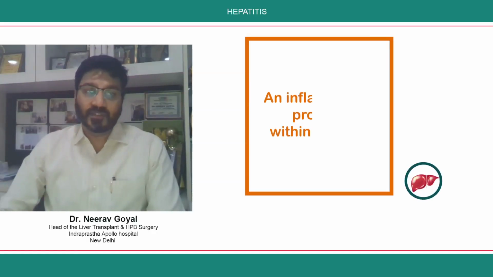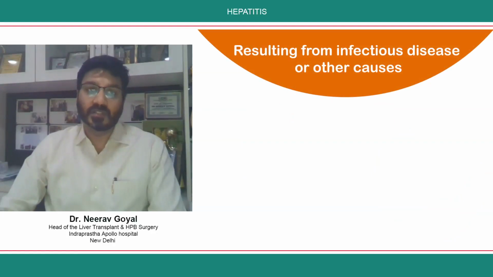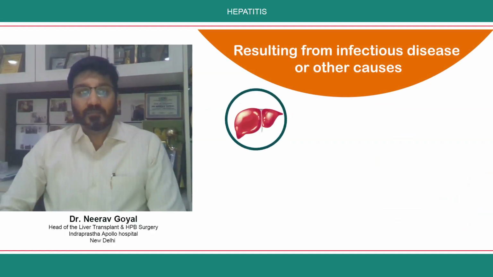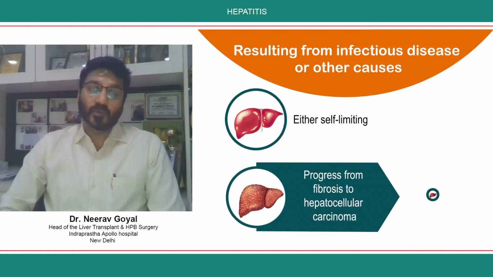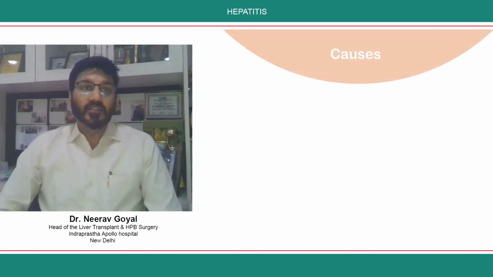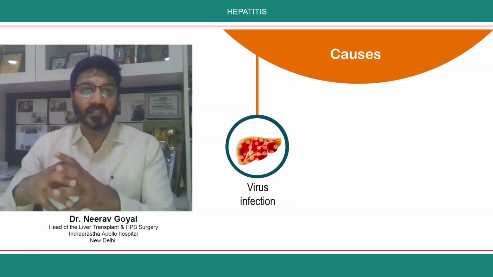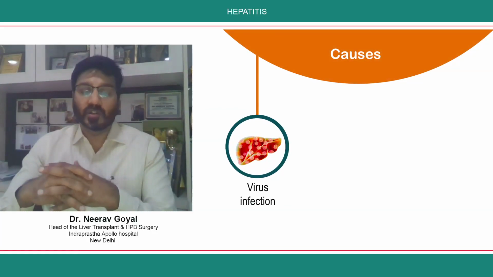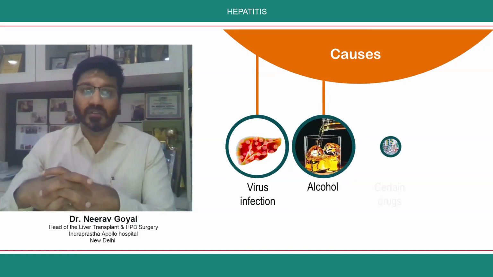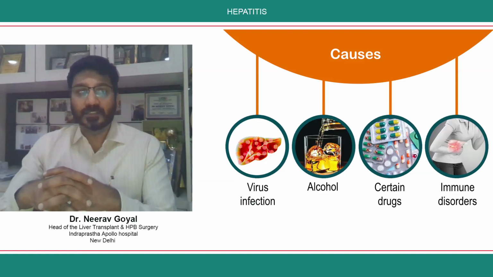Now, hepatitis is defined as an inflammatory process of the liver which may result from infectious diseases or other causes. This condition can be self-limiting or it may progress to fibrosis, depending on what type of hepatitis infection one has got. And sometimes it may also progress to liver cancer. So the hepatitis viruses are the most common causes of hepatitis in the world, but other causes like toxic substances, for example alcohol, certain drugs, and autoimmune disorders may also lead to hepatitis.